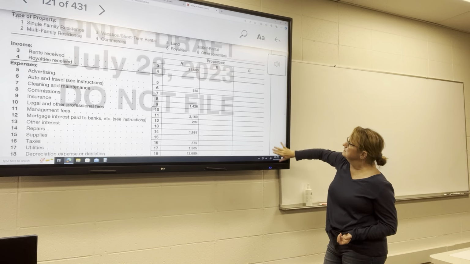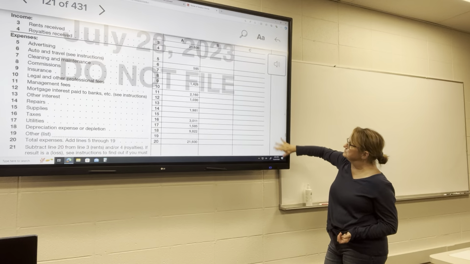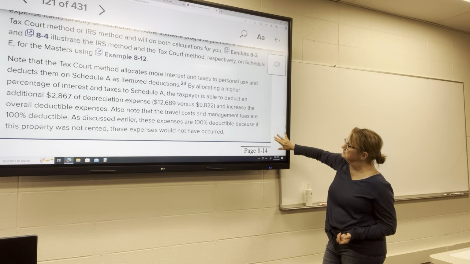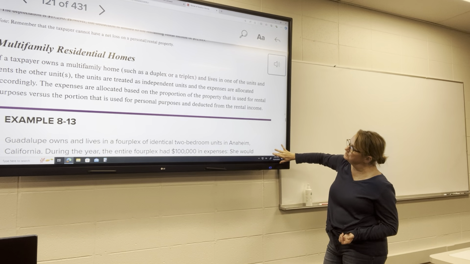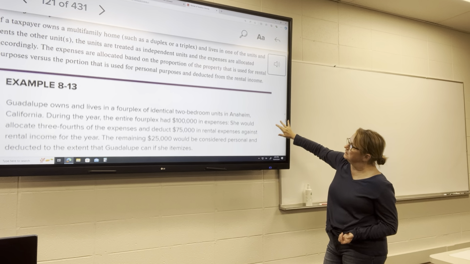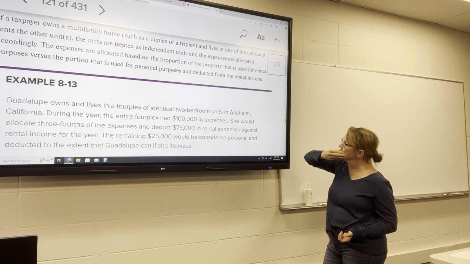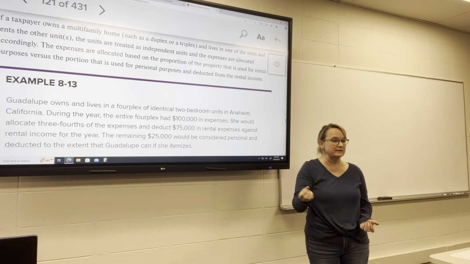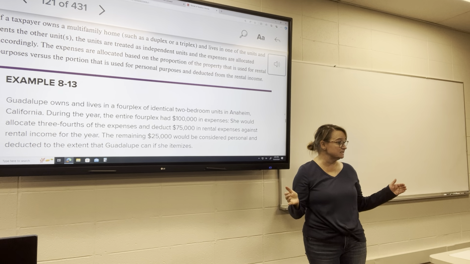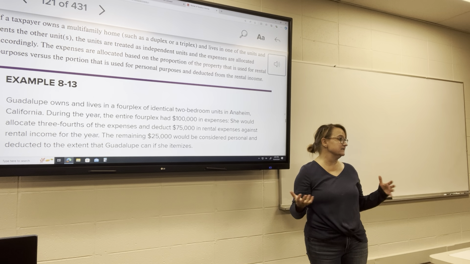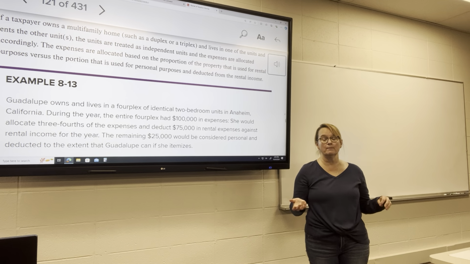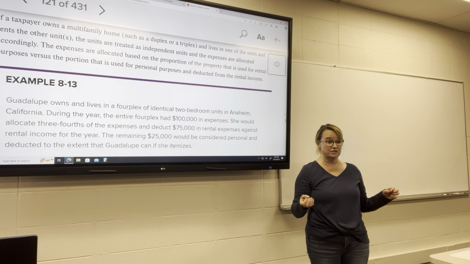So I thought they gave more examples of the allocation. There's really just the one. Do I need to go into more detail about allocating it based on space? Like I said, it's very similar to the business use of home allocation that we use. It's going to be based on square footage.